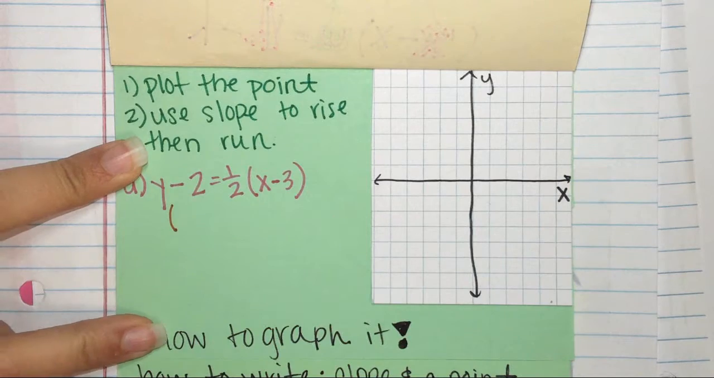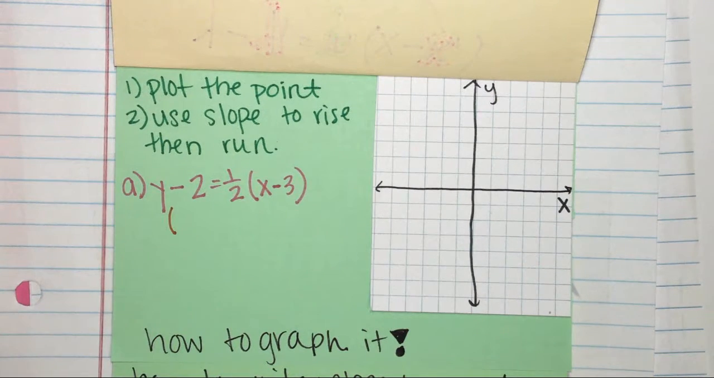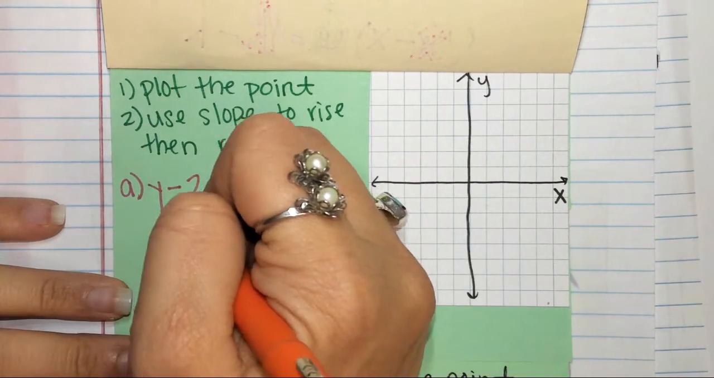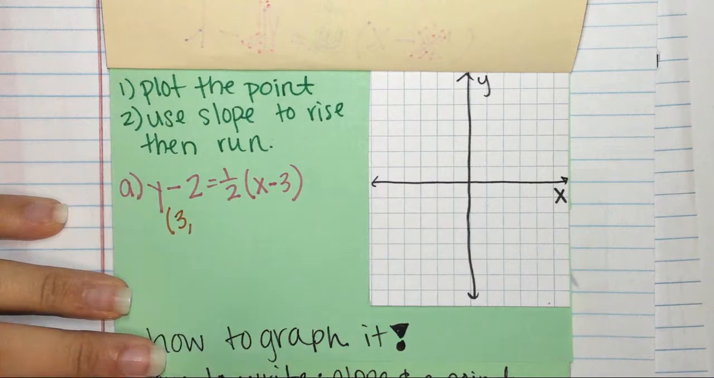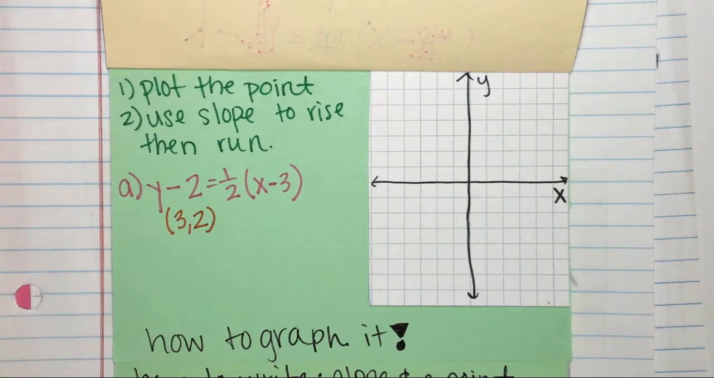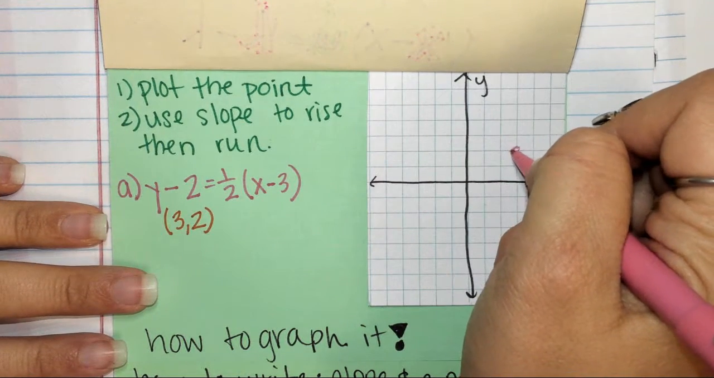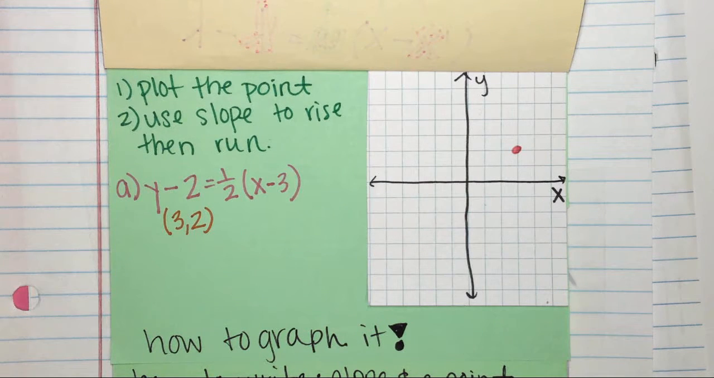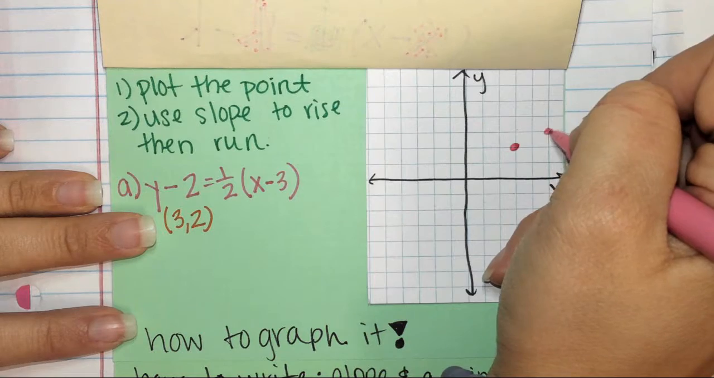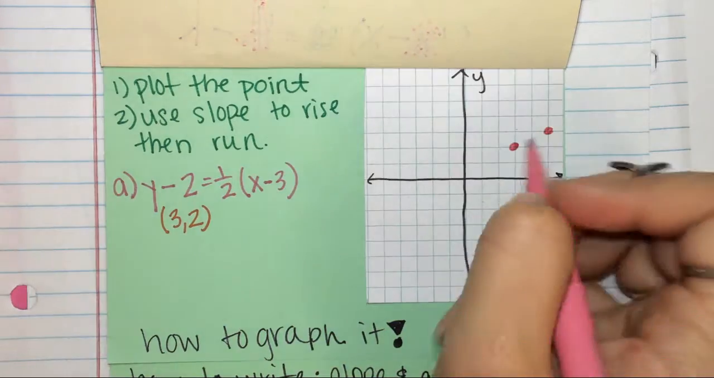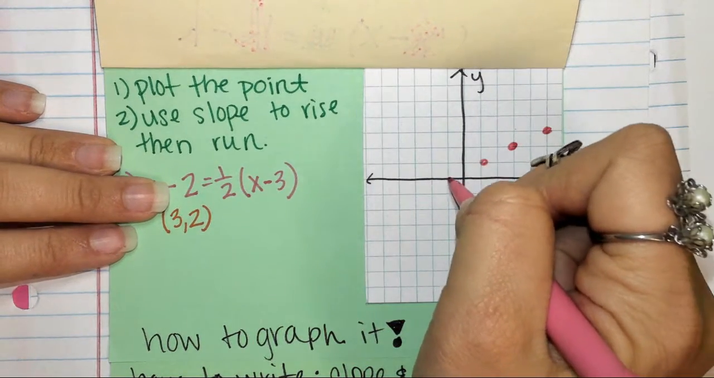So what's my x value going to be? The x's are together. Okay? So what would my x value be? 3. And then my y's are together, so what would my y be? 2. So I have my point. I'm going to go right 1, 2, 3, up 2. And then I'm going to use my slope. I'm going to go up 1, right 2, up 1, right 2. Or I could go down 1, left 2 if I'm out of room.